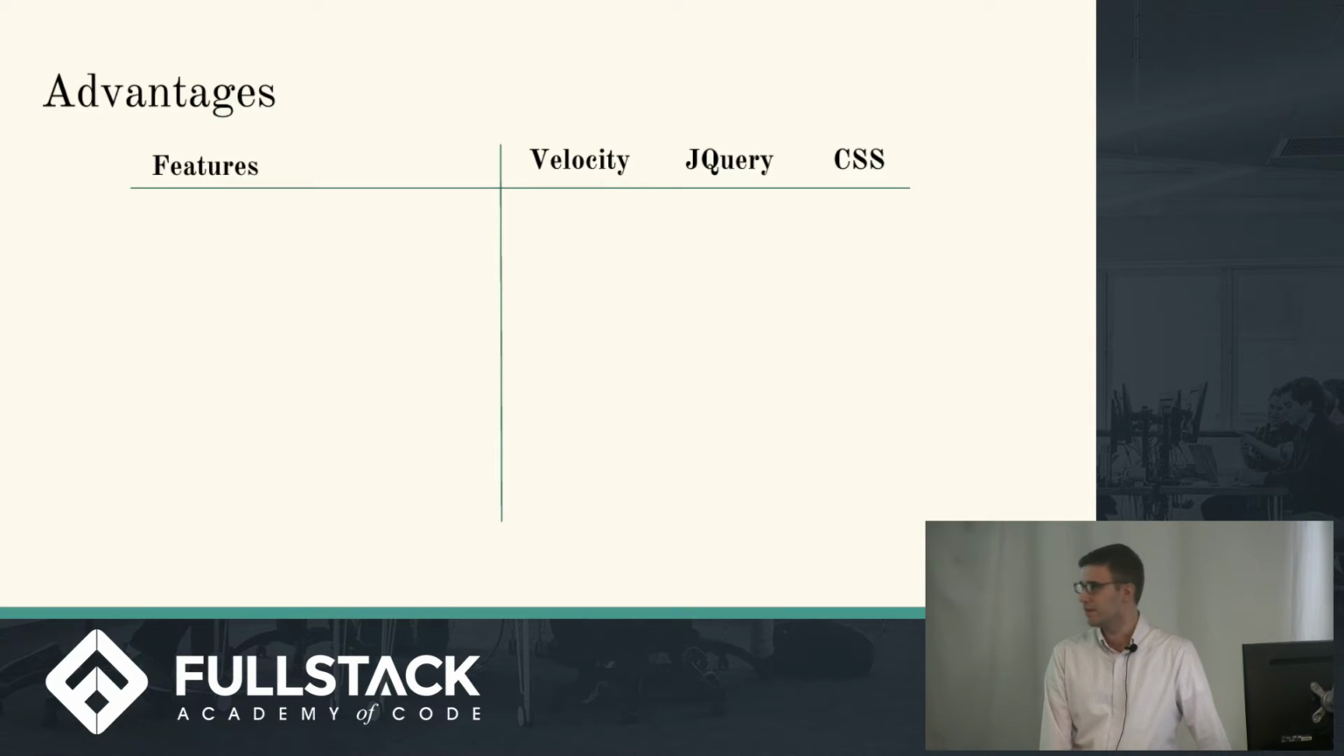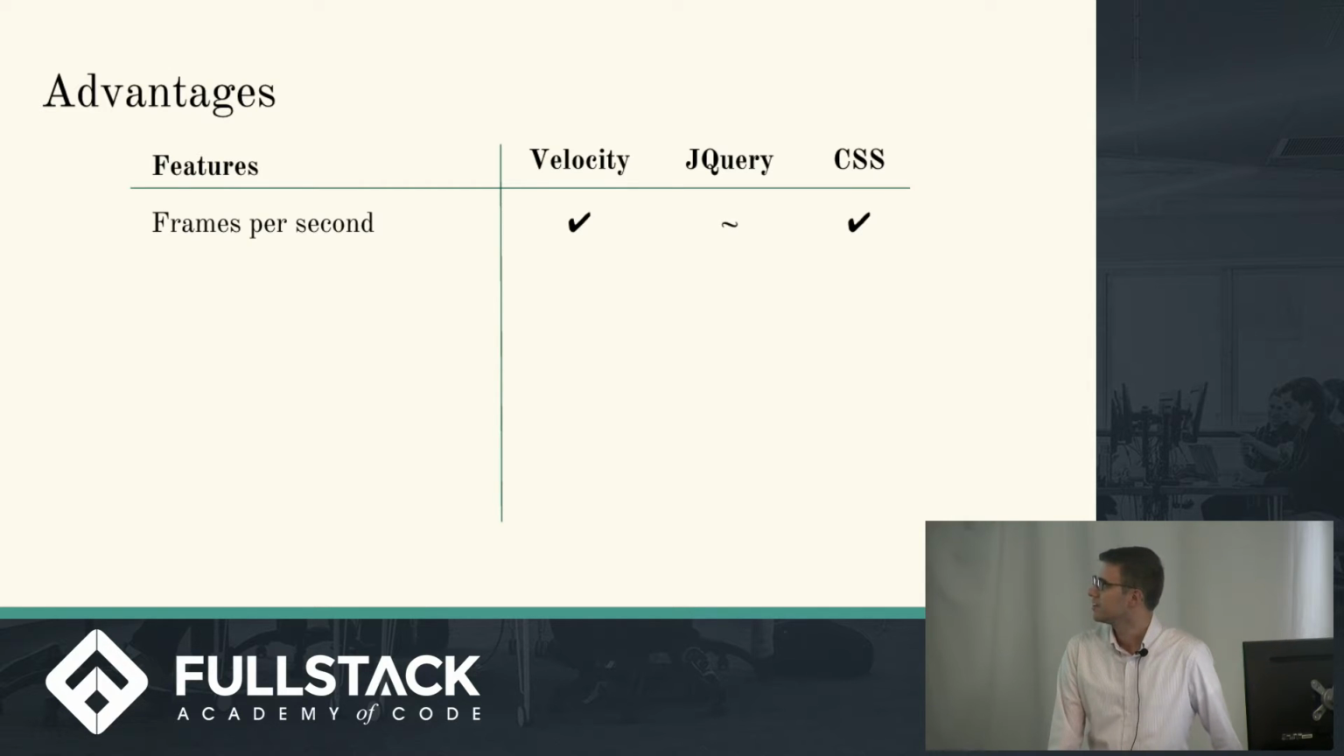So let's talk about advantages. First up, we'll talk about frames per second. Velocity.js is really comparable to native CSS, where jQuery starts off really well, but like I said previously, it starts to get a bit sluggish as the animations get a little bit more complicated and you have a lot more code to work with. So really, Velocity.js is like the same thing as CSS in this case.